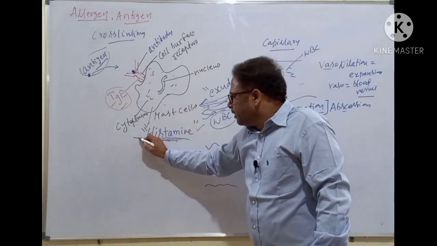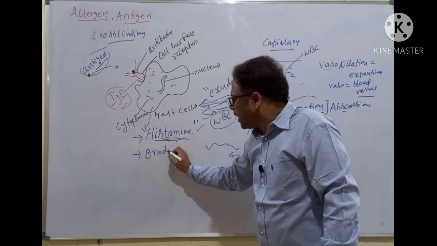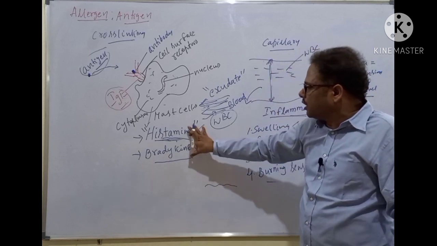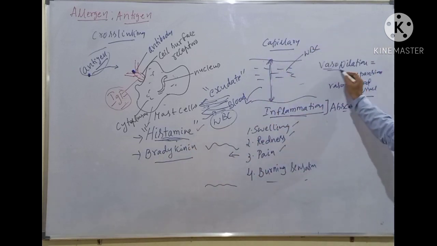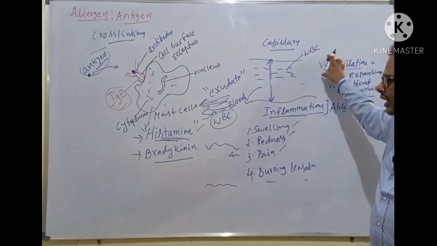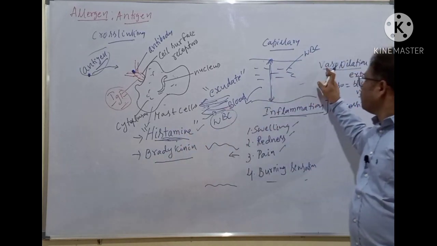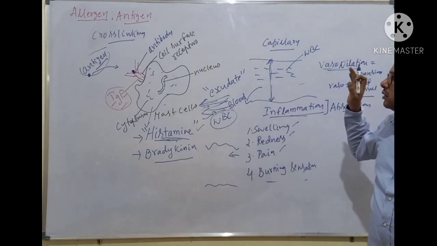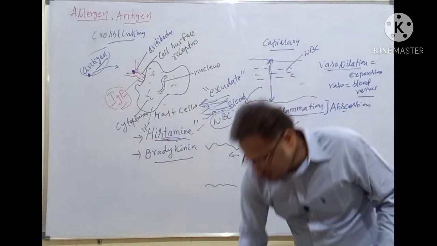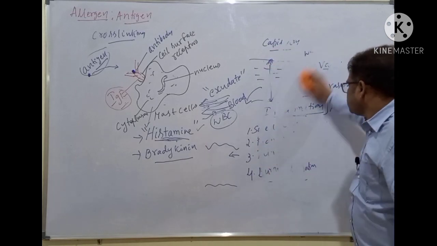The other inflammatory mediator released by the mast cells is bradykinin. Bradykinin is also an inflammatory mediator which also causes vasodilation. So what are the two inflammatory mediators which cause vasodilation? One is histamine, the other is bradykinin. These two are released by the mast cells. Okay, next we'll be discussing the next one.